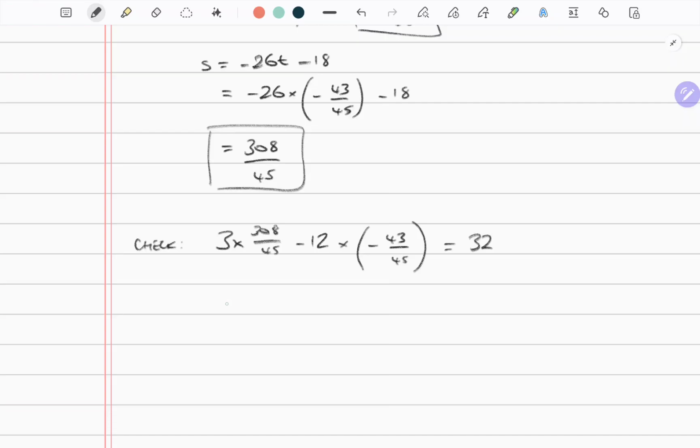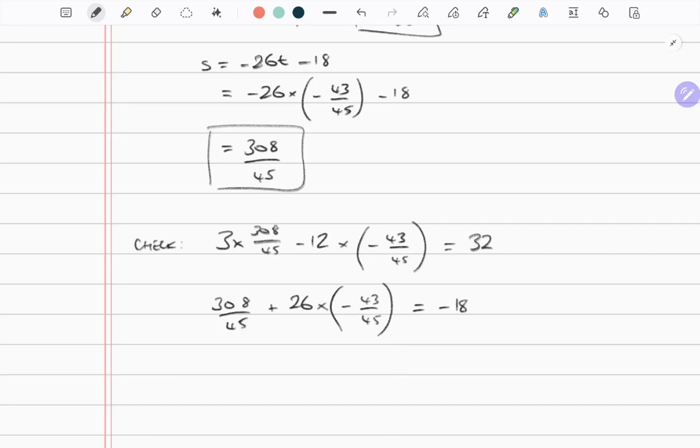And then let's just test it with equation 2. So we know the value for s, 308 over 45, plus 26 multiplied by that value for t. And then hopefully you can see that that will come out to a minus. I'll explain why in a second, but that will give you that minus 18.